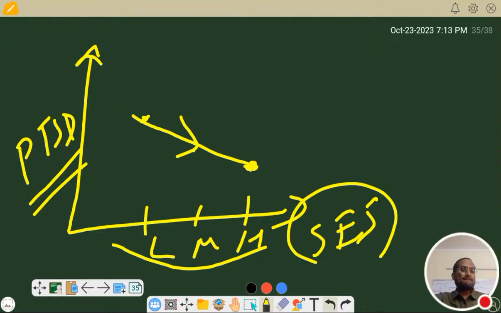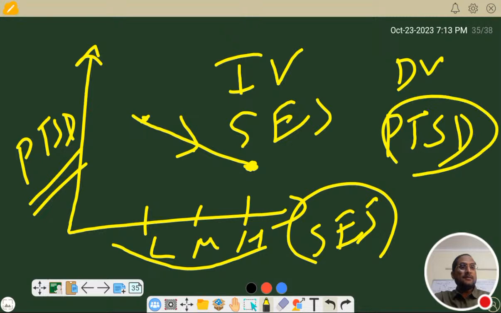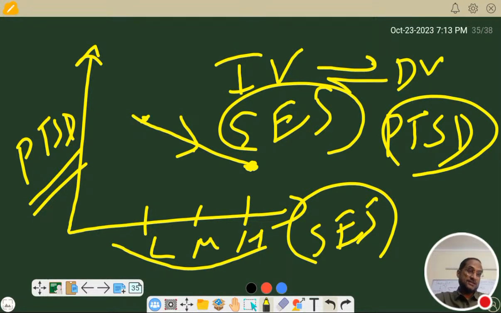That is, the IV will be SES and the DV PTSD, and it will be able to provide you a definitive cause and effect relationship, that SES has not only correlation but causation for PTSD. That will be done in a lab experiment, in an experimental design, which we will see later the intricacies of it. So, further research can be established.